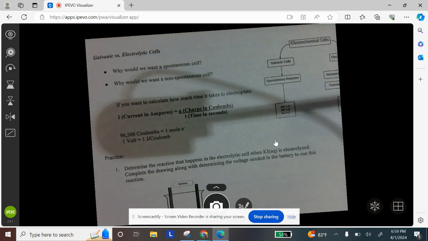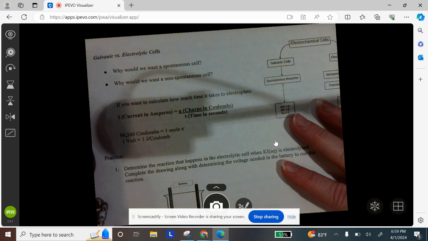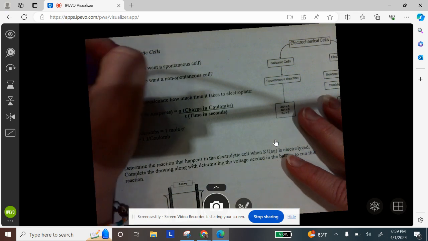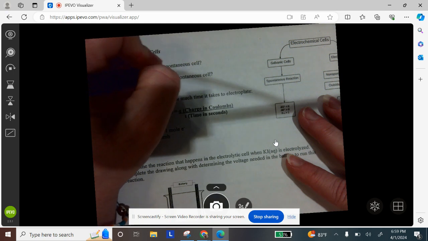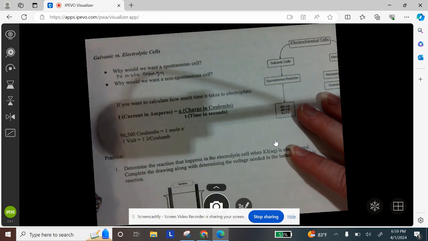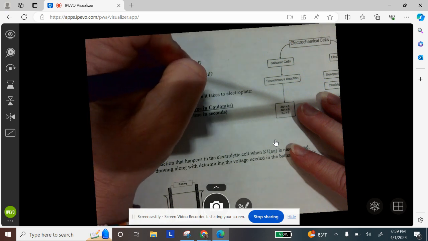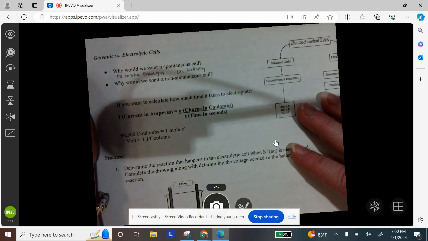All right, so the question says, why would we want a spontaneous cell? So a spontaneous cell means it happens on its own. And so something like that would be, we want to do it to make energy. I almost want to put to make usable energy, but whatever, that's fine. And the example of that is like a battery. Okay, so we can make energy.